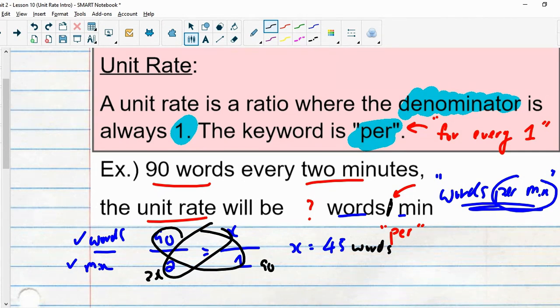words, and then you see this bar here? You have to write it like this, per minute, exactly the way I write it. That's how you have to write it. You can't just write 45, because I don't know if you're talking about 45 words or 45 minutes. You understand?